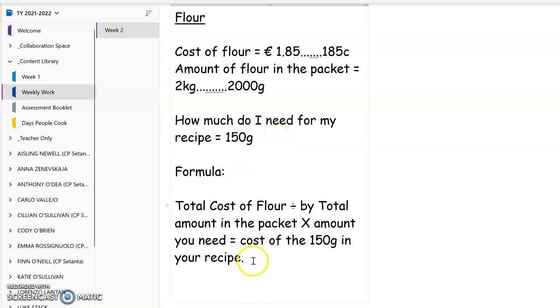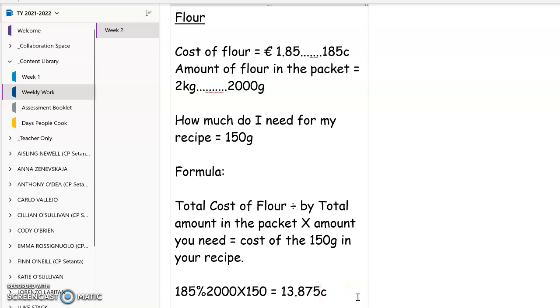So to do that, the total cost is 185. You're going to divide that by the total amount in the packet, which is 2,000, and then you're going to multiply it by the amount you need, which is 150. I will just do it up here on my calculator now. So 185 divided by 2,000 multiplied by 150 equals 13.875. Now, that's in cent.